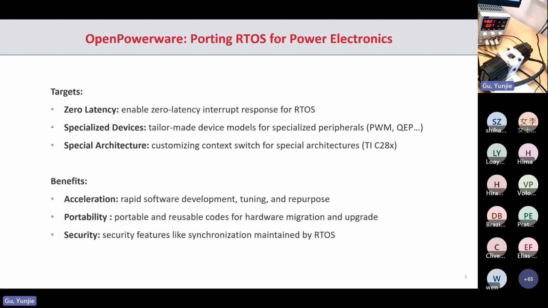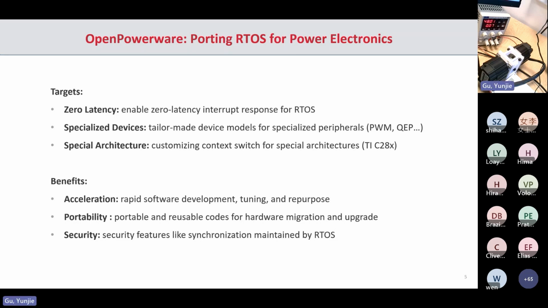And of course, one of the things to think about is to use an RTOS. The benefit is quite apparent. We can accelerate software development for rapid development, and also for tuning. Tuning takes a lot of time, and also for repurposing the software. The code is more portable than bare metal code. It is reusable, so it makes hardware migration and upgrade much easier than using bare metal, and it also offers more security features.